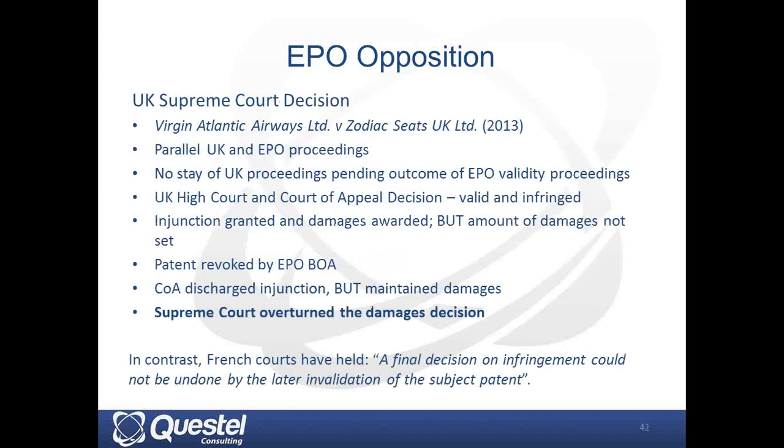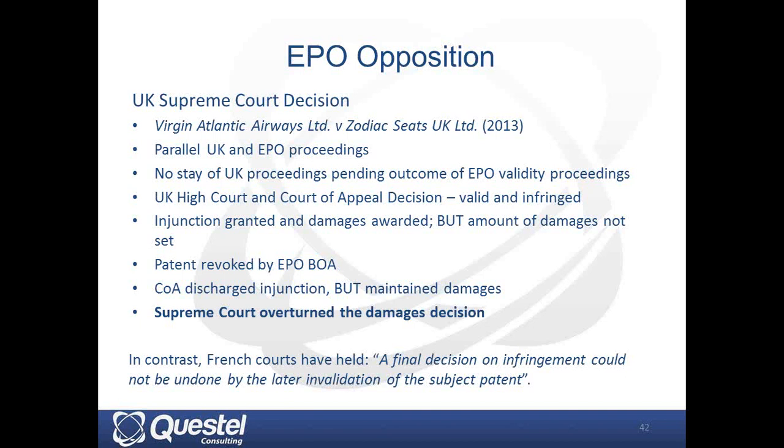This was the UK decision that I was referring to earlier. It's the UK Supreme Court decision, which I think is an interesting one and shows the interplay between the EPO and the UK, where a stay wasn't granted. So there were parallel UK and EPO proceedings. No stay of the UK proceedings was granted pending EPO validity decisions. The UK High Court and the Court of Appeal found that the patent was valid and infringed, and an injunction was granted and damages were awarded.